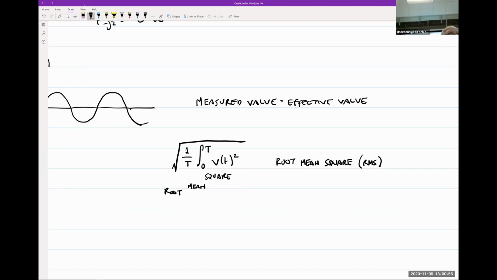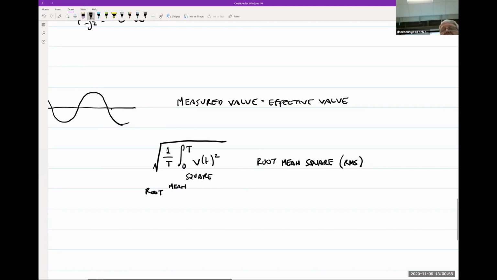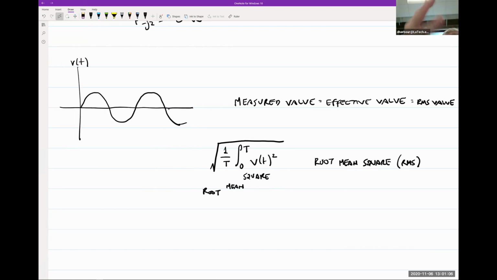So a measured value or an effective value is also an RMS value. And we do this mathematical operation on it and come up with this measured or effective value of this waveform that has both equal positive and negative areas. So it would have an average of 0, but have a non-zero root mean square value.